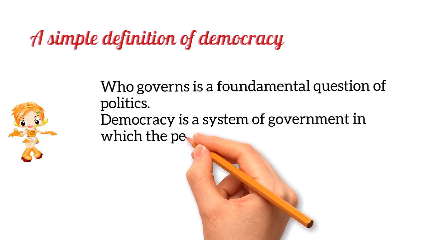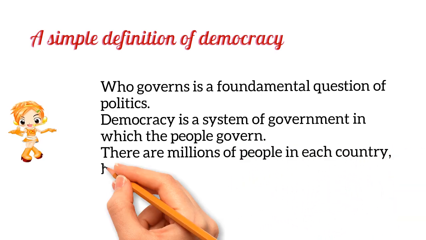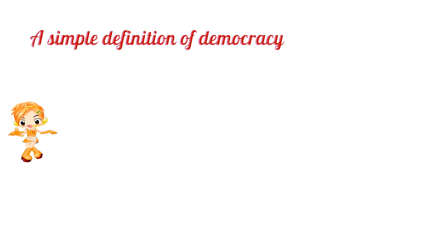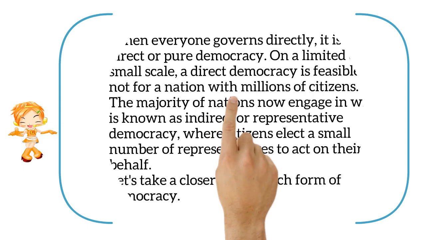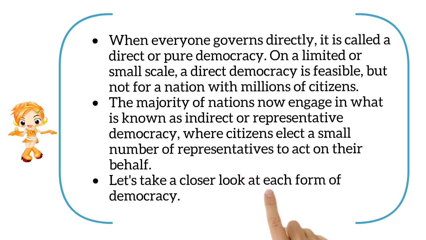There are millions of people in each country. How can this be possible? When everyone governs directly, it is called a direct or pure democracy. On a limited or small scale, a direct democracy is feasible, but not for a nation with millions of citizens. The majority of nations now engage in what is known as indirect or representative democracy, where citizens elect a small number of representatives to act on their behalf. Let's take a closer look at each form of democracy.